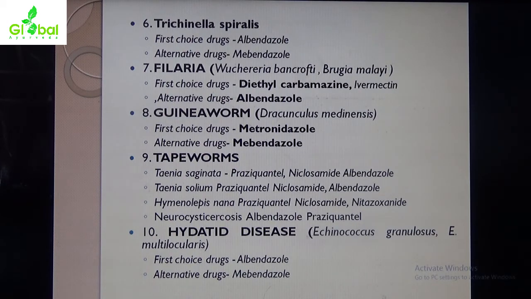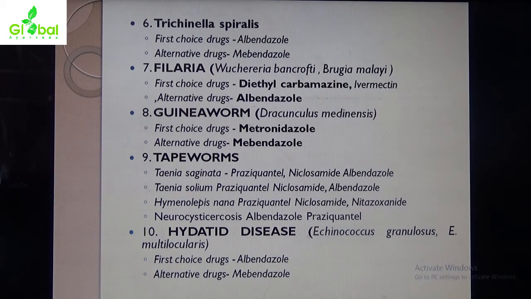Then other worm infestations are Trichinella spiralis. In that we can use albendazole, mebendazole. Filaria is caused by Wuchereria bancrofti or Brugia malayi. In this we can use diethylcarbamazine, that is known as DEC, ivermectin and albendazole. Guinea worm, that is Dracunculus medinensis, causes a disease also known as dracunculiasis. In guinea worm, metronidazole and mebendazole are used.